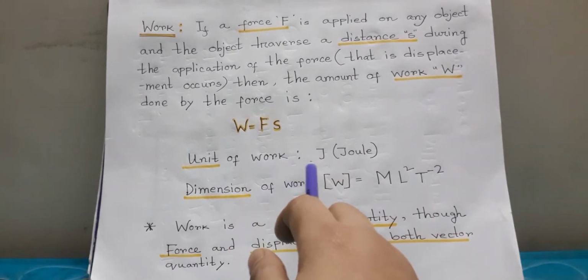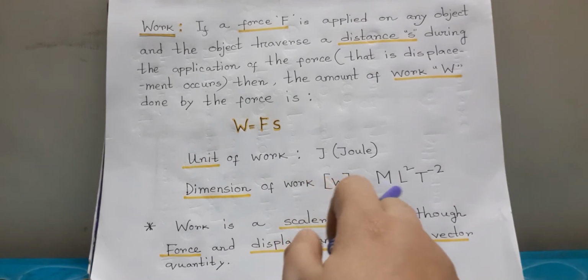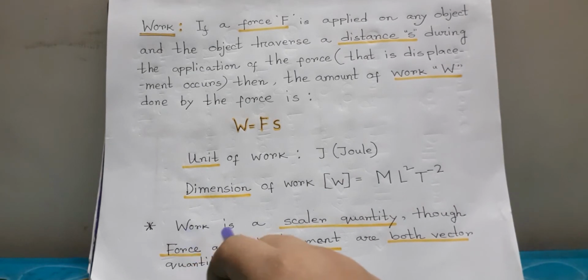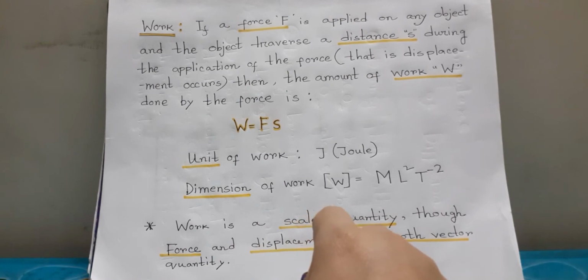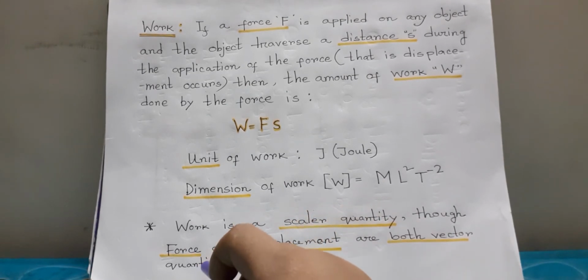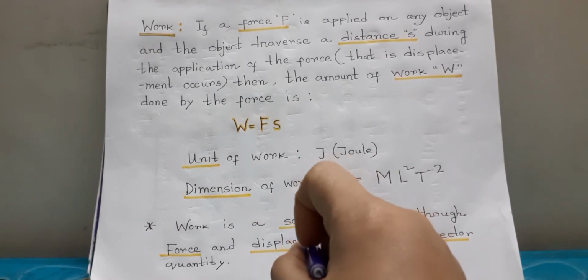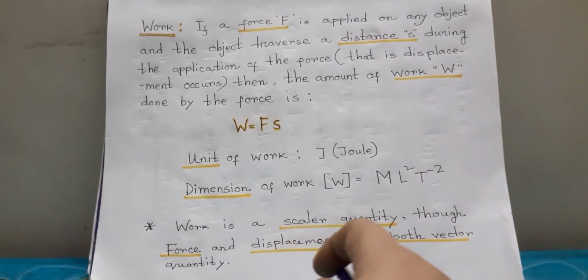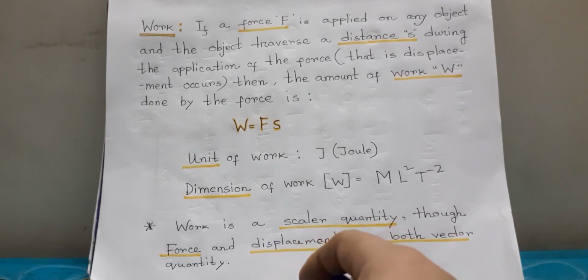The unit of work is joule. Dimension of work is ML square per T square. We have known that work is a scalar quantity, though force and displacement are both vector quantities. Scalar quantity means work is expressed by magnitude, but force and displacement are vector quantities. That means they are expressed by both magnitude and direction.